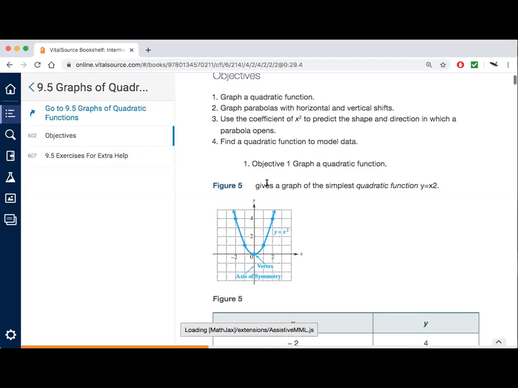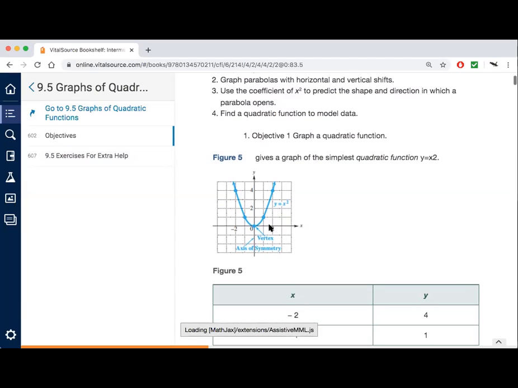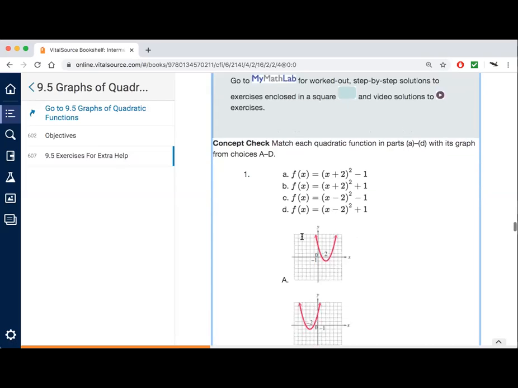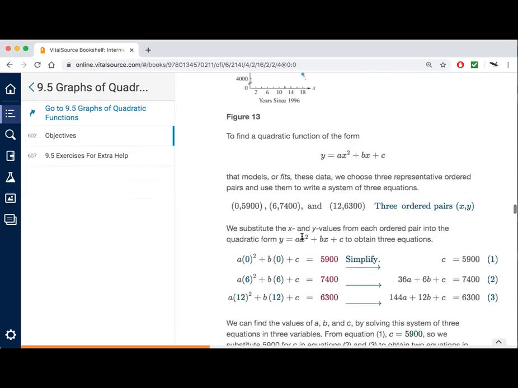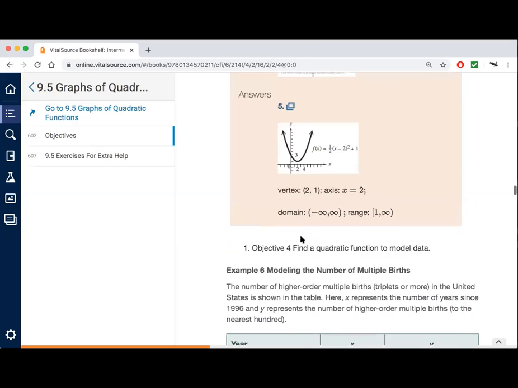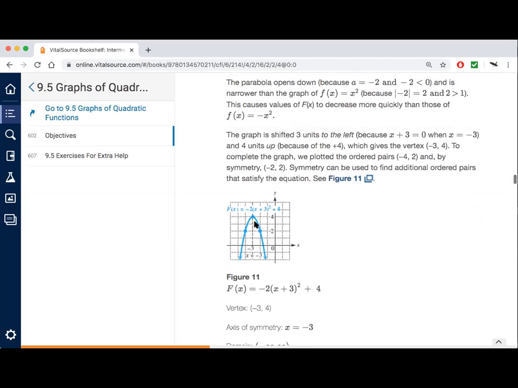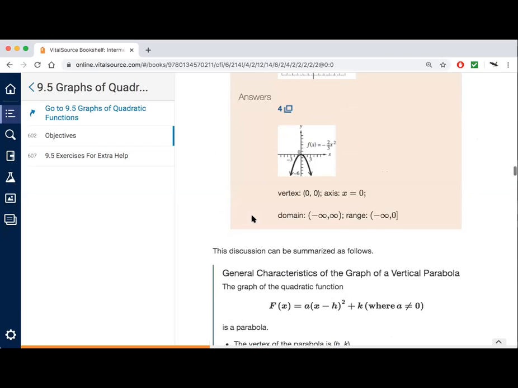Any questions from there? So look at this shape, this graph. The vertex is basically the lowest point of the graph. Let me bring it back up. The vertex could be up, depending on the graph. So it's the highest point in this case, if the graph goes up.